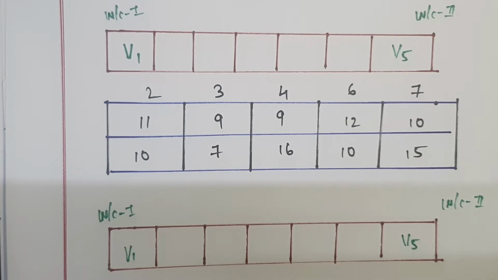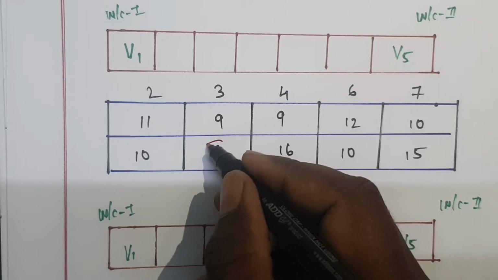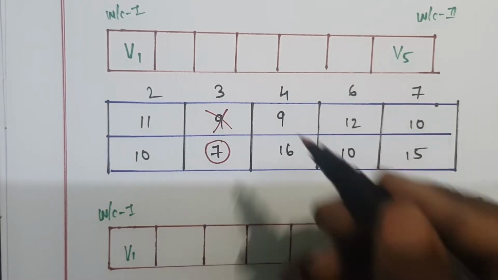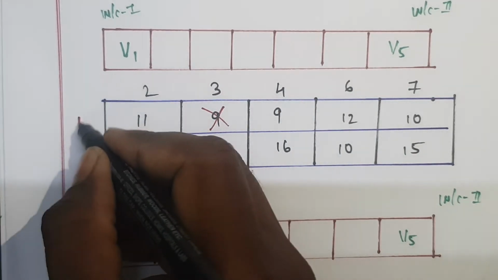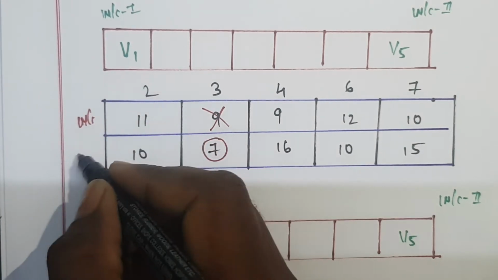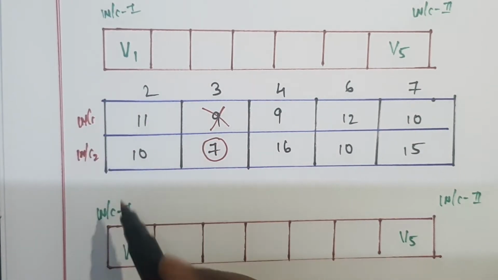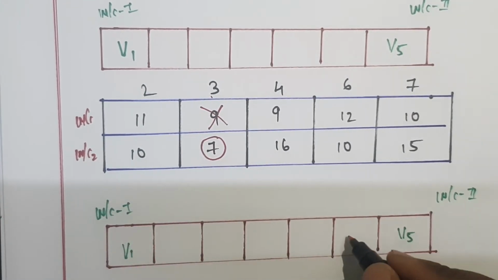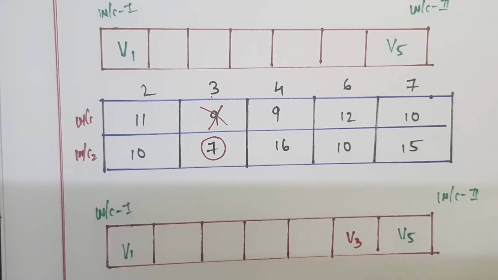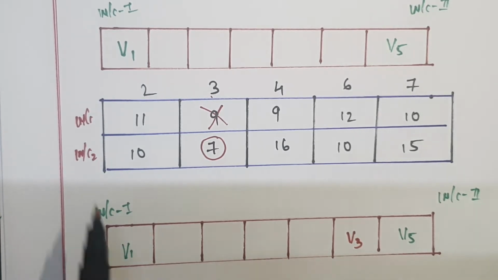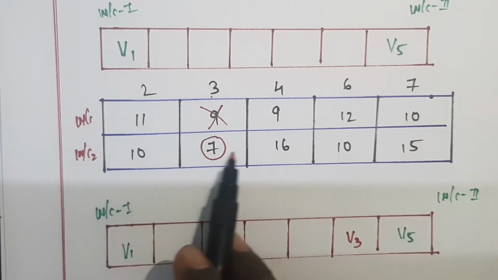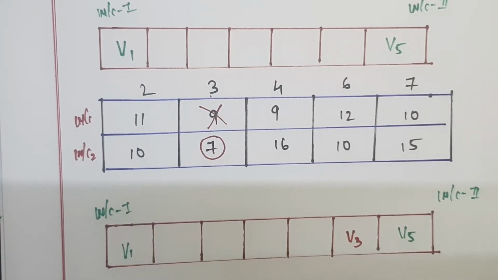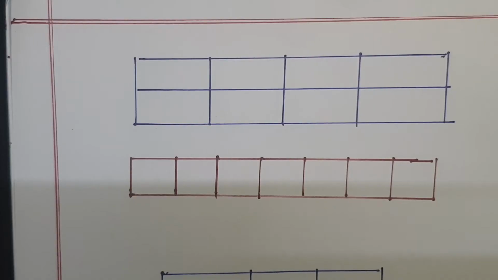After that you have to search for the next least number. Next least number, already you know, is 7. If you cancel this one, okay na, this one is lying in WC1 and this one is lying in WC2, in WC2 3. So, here you can write V3, because in WC2 it is 3.